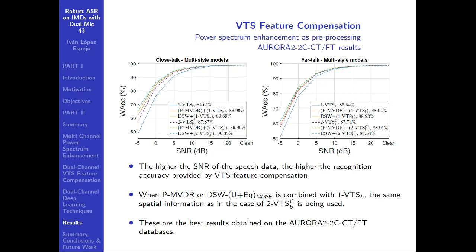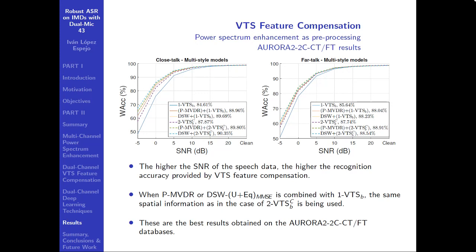Therefore, dual-channel power spectrum enhancement can be used as pre-processing to leverage VTS feature compensation. There are substantial accuracy improvements when using both PMVDR and our dual-channel spectral weighting along with single-channel VTS feature compensation, with respect to only using single-channel VTS feature compensation. Such improvements are reduced in the context of dual-channel VTS feature compensation.